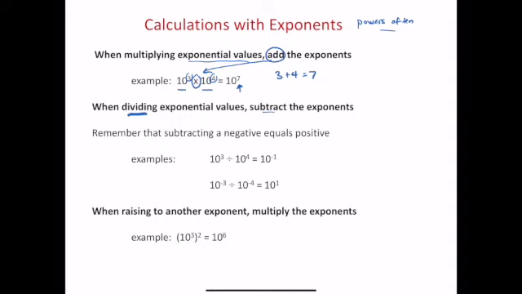So when you're dividing exponential values, those are powers of 10, you subtract those exponents. And one thing that's really tricky that people don't always remember is that when you subtract a negative, that becomes a positive. So let me show you what this means.